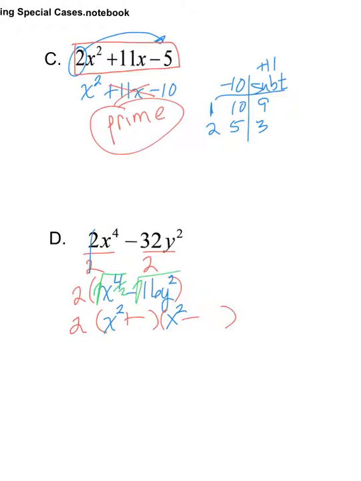Then I'm going to take the square root of 16y squared. Square root of 16 is 4. Square root of y squared is y. I'm going to write that in blue. 4y. And then a 4y. So this is never going to be factorable, but this could be. This is a perfect square. 4 is a perfect square, but y is not. And so it is not the difference of two perfect squares. So this is your final factoring for D.